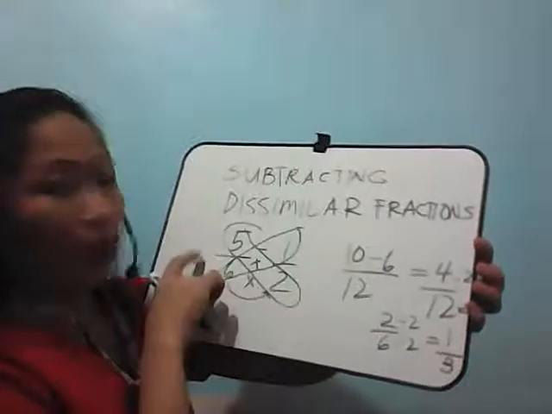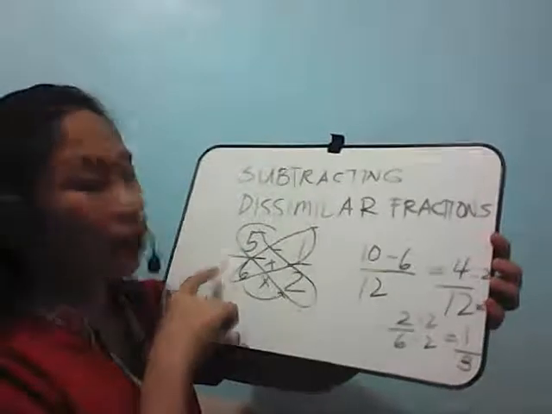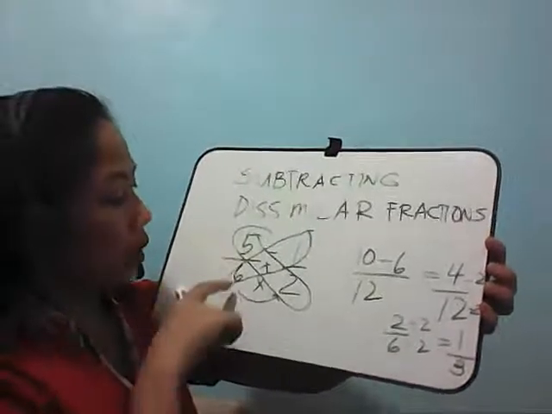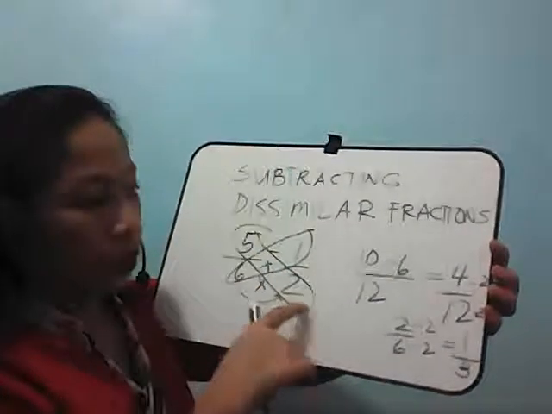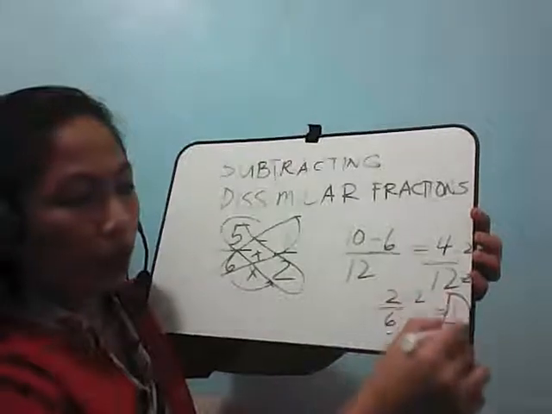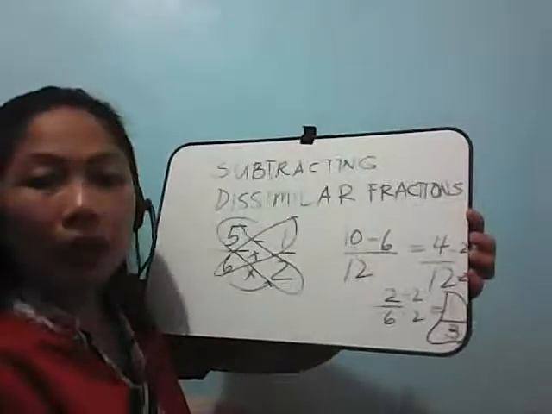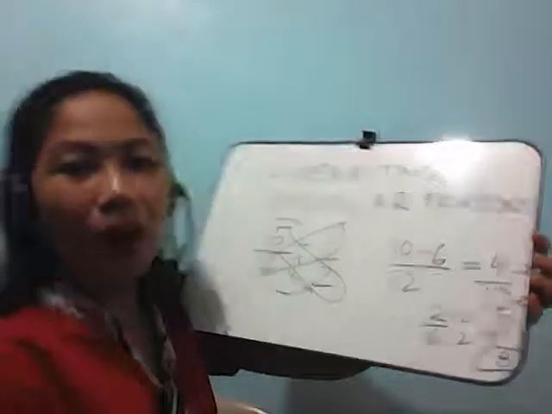When the given dissimilar fractions are 5 over 6 minus 1 over 2, our final answer is 1/3.